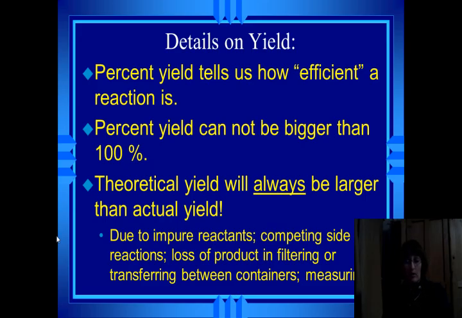However, you notice there's a little note down there. Due to impure reactants, competing side reactions, loss of product in filtering or transfer between containers, and when you're measuring, you'll always have some weird things that happen. So we're going to do a lab where we do percent yield, and you'll find that there are going to be some people that somehow end up with more than what they were supposed to have, and usually that's because the stuff they have left over in their container that they're saying is 100% pure product really has a lot of extra stuff inside there.